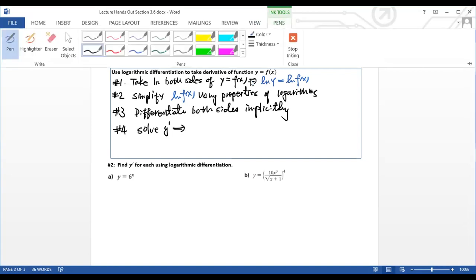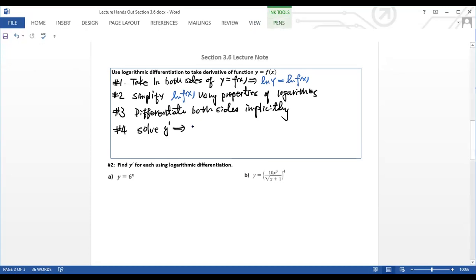Because your left hand side is natural log y, right? So your y prime here will be what? Will be y times the derivative of your natural log f of x here. Okay, now let's take a look at some examples here.